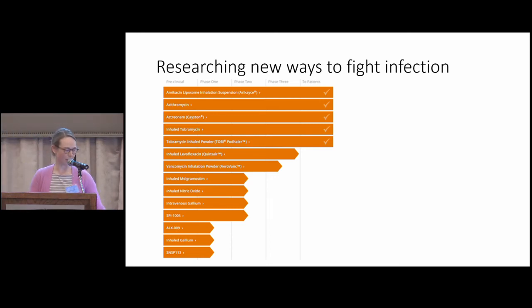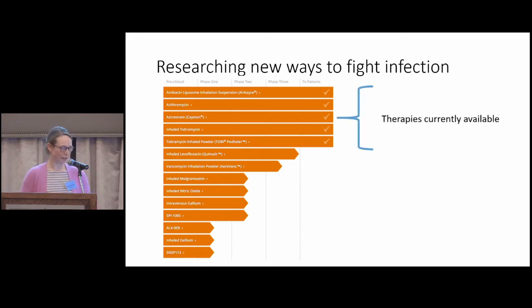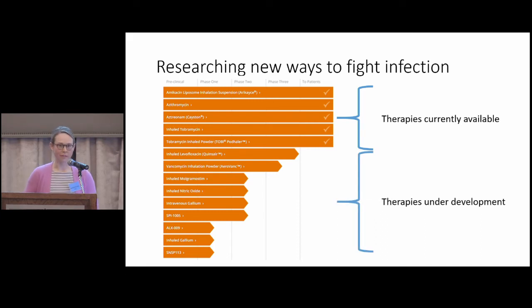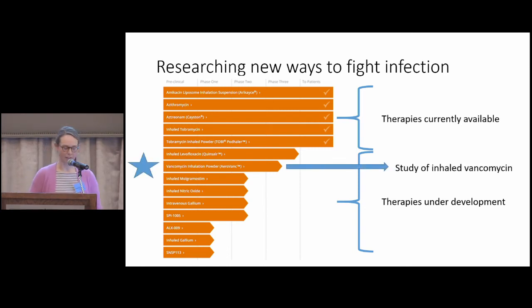In terms of fighting infection, here's a similar graph looking at how many drugs we have under development for infection. The first part are the drugs that are currently available and include things like many of the inhaled antibiotics and azithromycin that I mentioned earlier. And then the list below are many of the therapies that are under development. Here's one that we're participating in, and it's a study of inhaled vancomycin for people with MRSA infection.